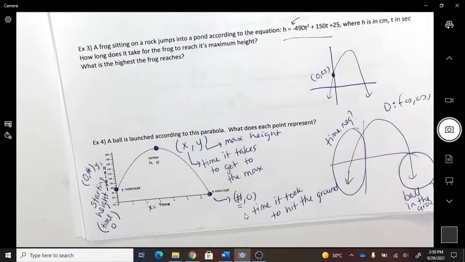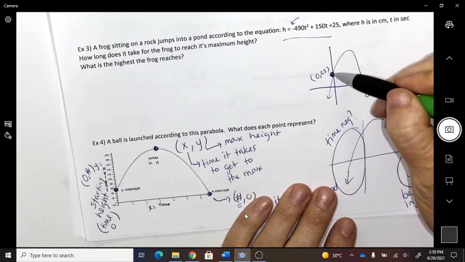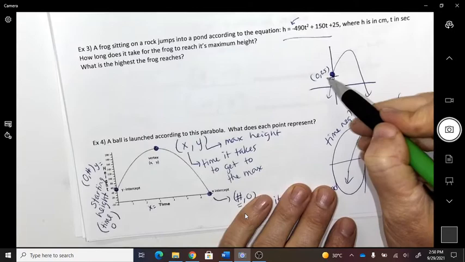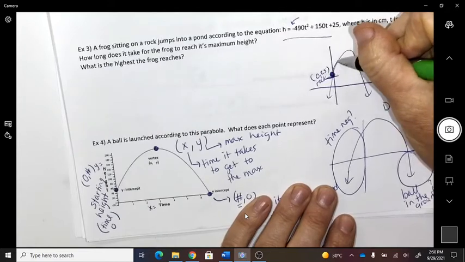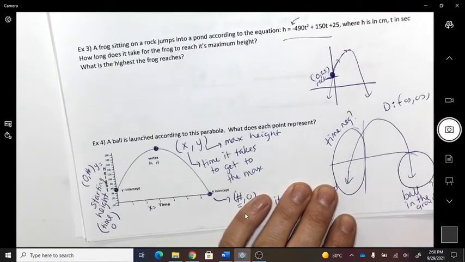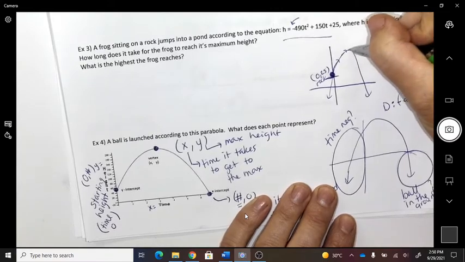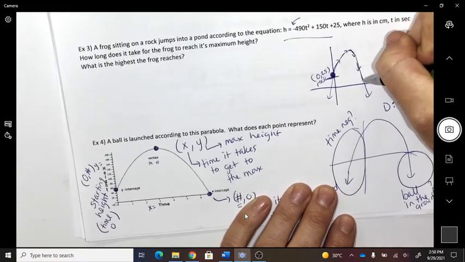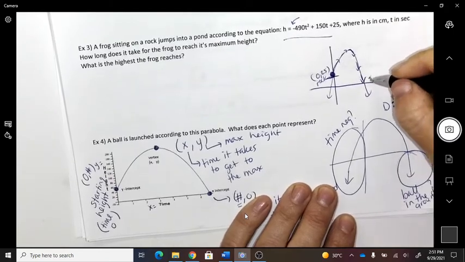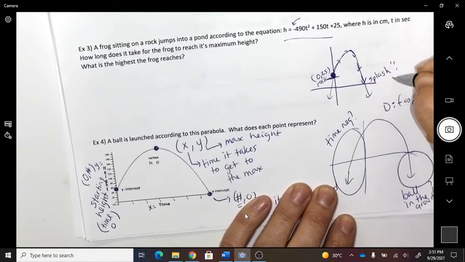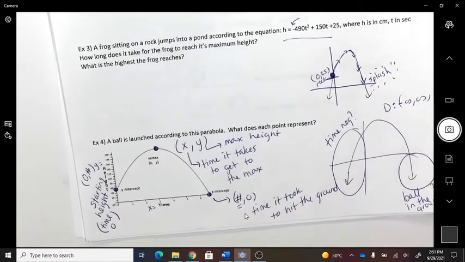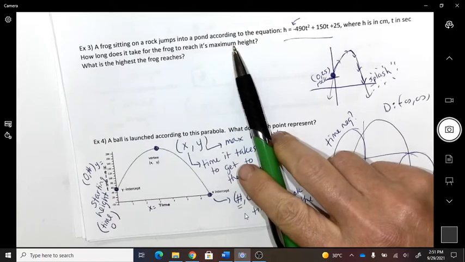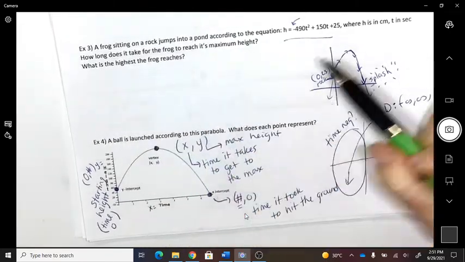So what do you think is going to be happening? The frog is going to be sitting on a rock right there. So this is the rock. It jumps up. The frog is going to, somewhere along the line, hit a highest point, and then it's going to fall. Jump. Splash. Sorry. It's into a pond. That's where it hits the water. How long does it take for the frog to reach its max height, and what is the frog's max height?